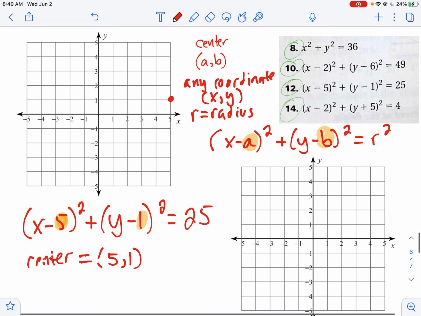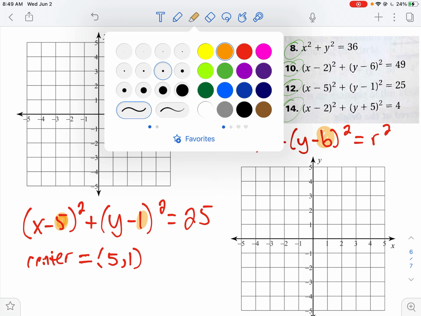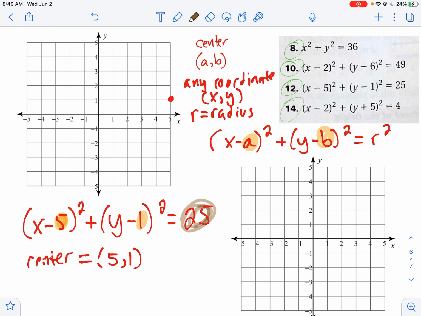Now, next thing I want to find is my radius. So I'm going to take a look, and at the end here, r squared is going to be 25.